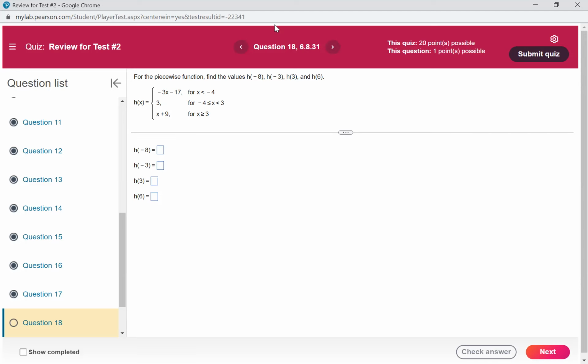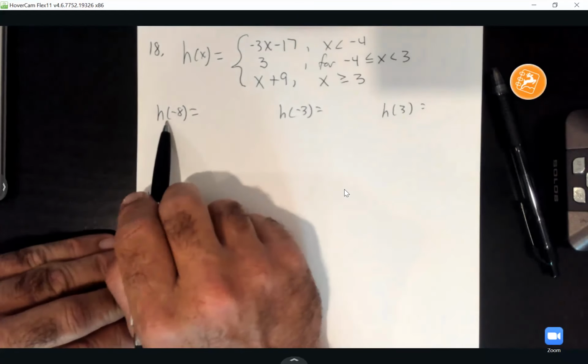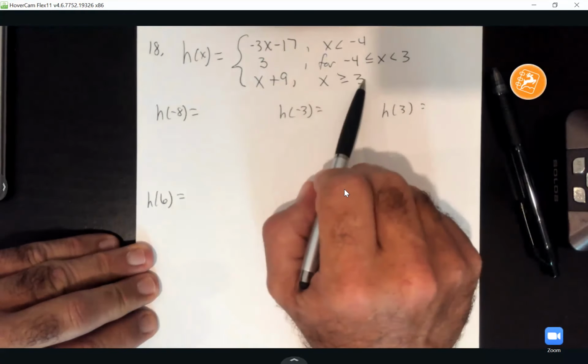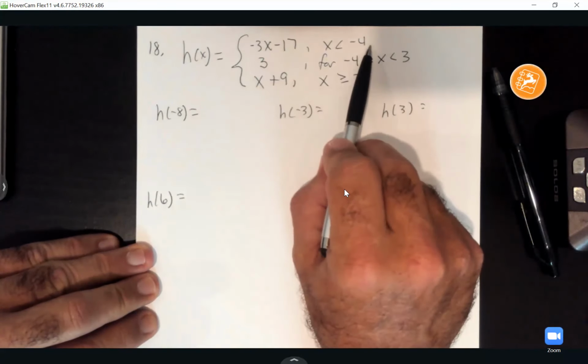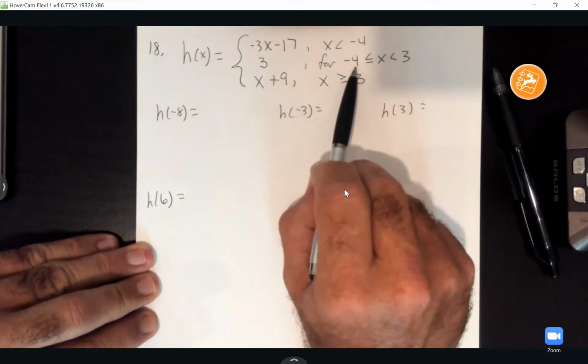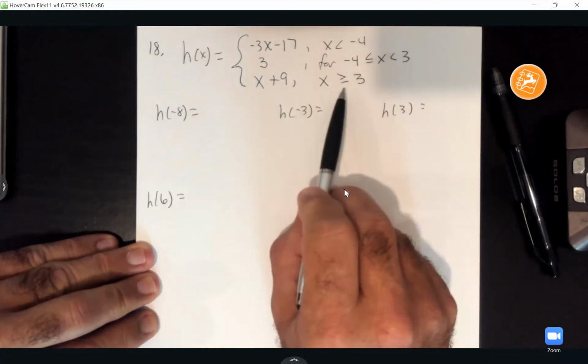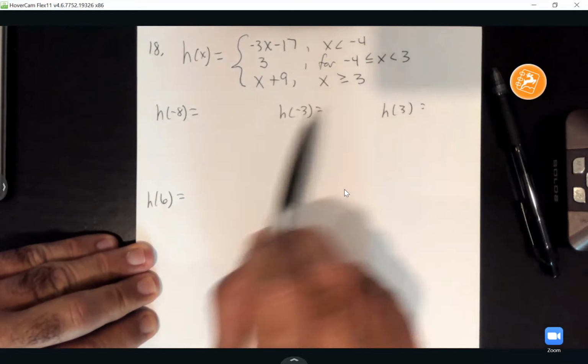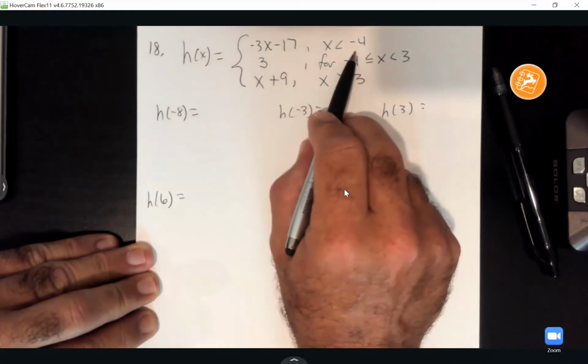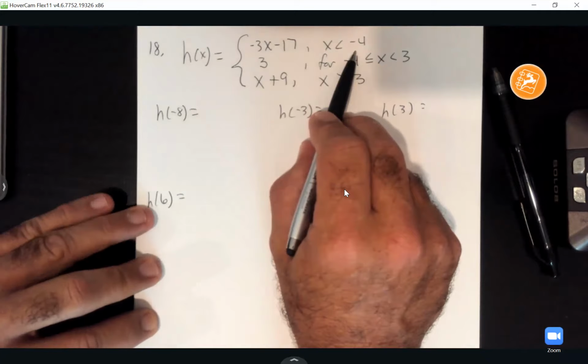All righty, so let's go work that out on the pad. All right, so negative 8. You've got to determine if negative 8 is less than negative 4, if it's in between negative 4 and 3, or if it's greater than 3. Well, negative 8 is left of negative 4 on the number line, so it's definitely less than negative 4.